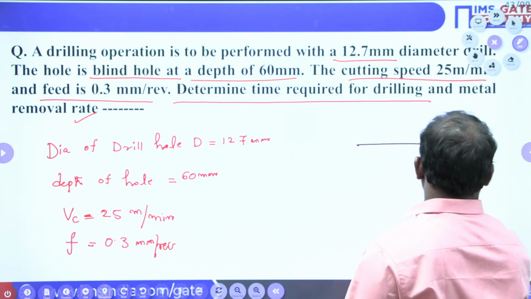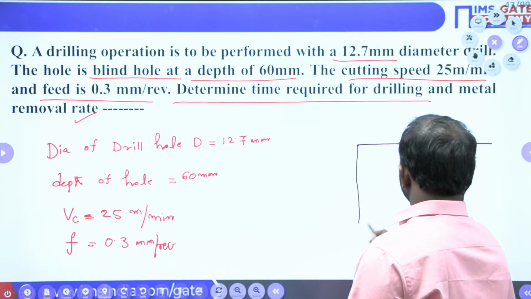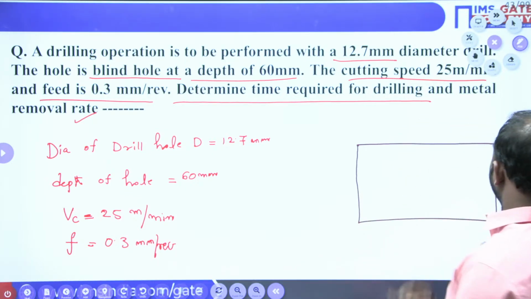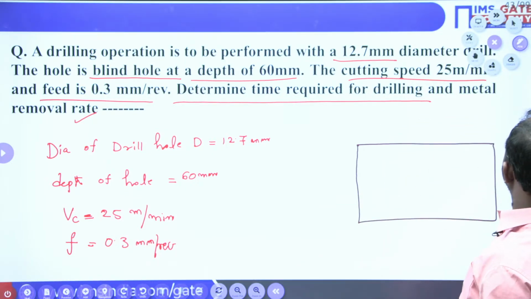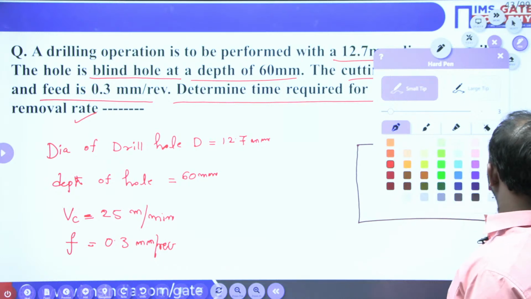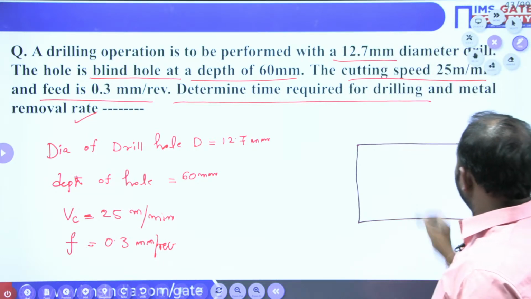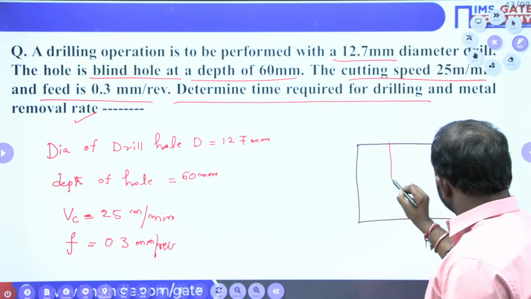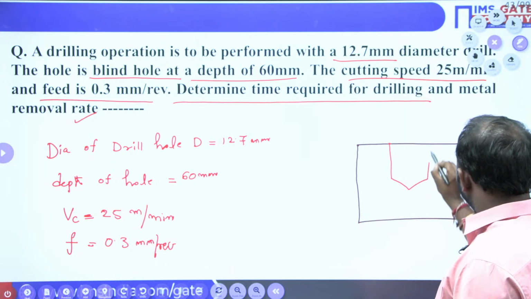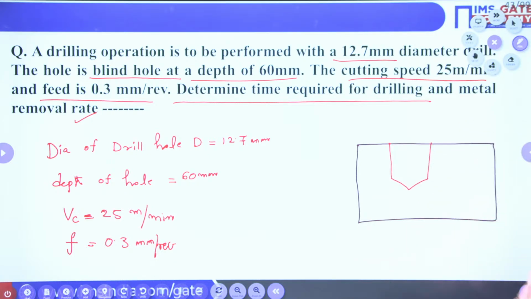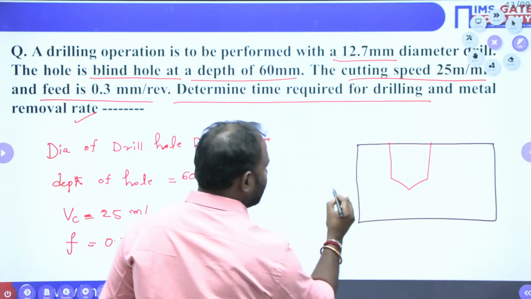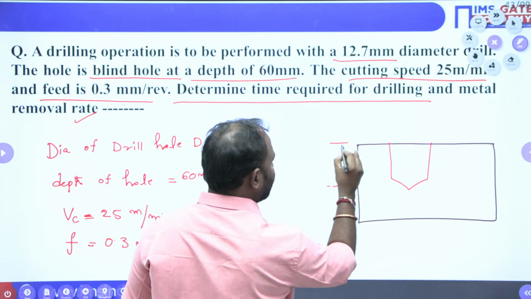See that this is a workpiece. Now I'm going to produce a hole on here. Blind hole means up to a certain depth we produce the hole. What depth did they say? Up to 60 mm depth we have produced the hole.